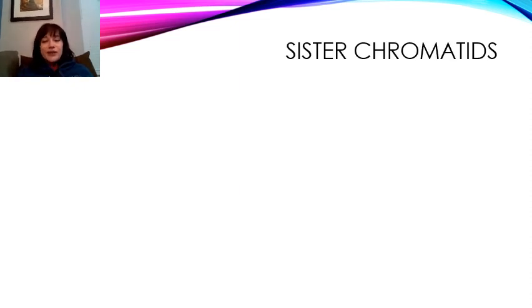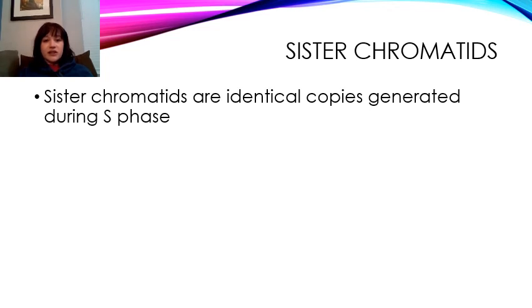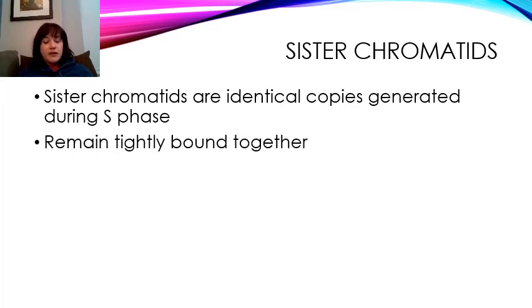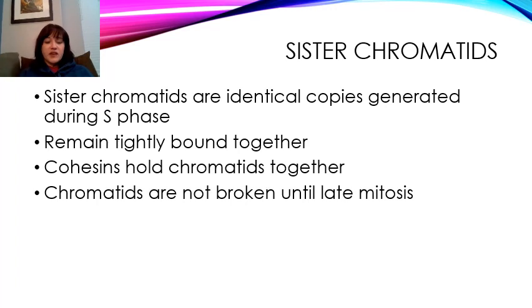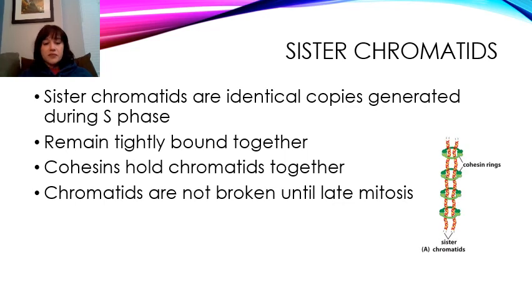So the DNA gets duplicated during S phase, and each copy is called a sister chromatid, as a reminder. They remain tightly bound together, right? You see those two chromosomes very close to each other in that previous picture. So we talked about condensins. We have another protein called cohesin. Cohesin being cohesive, right? It holds those two sister chromatids together. And in late mitosis, those chromatids are pulled apart, right? And the way that works is by breakdown of those cohesin proteins.